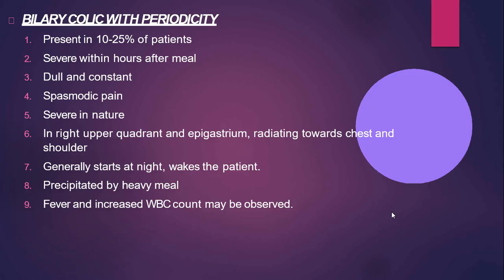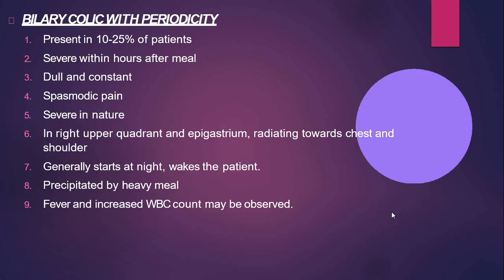It is present in 10 to 25% of patients, severe within an hour after meals. It may be dull and constant, or spasmodic pain, severe in nature. In the right upper quadrant and epigastrium, it radiates towards the chest and shoulder, and sometimes it mimics cardiac pain also. Generally it starts at night, wakes the patient up from sleep, precipitated by a heavy meal.